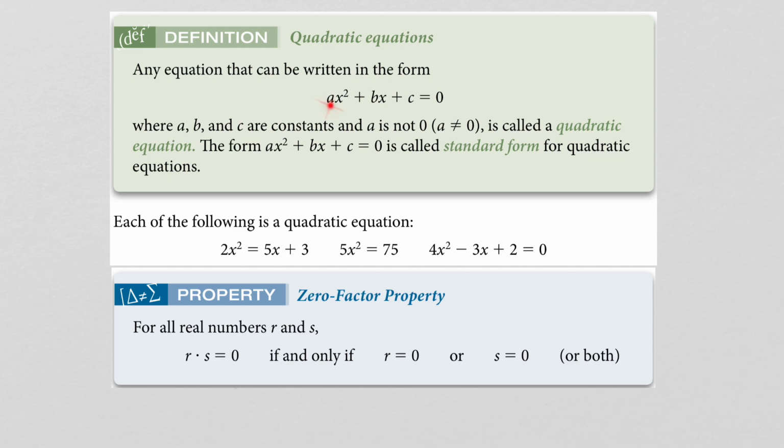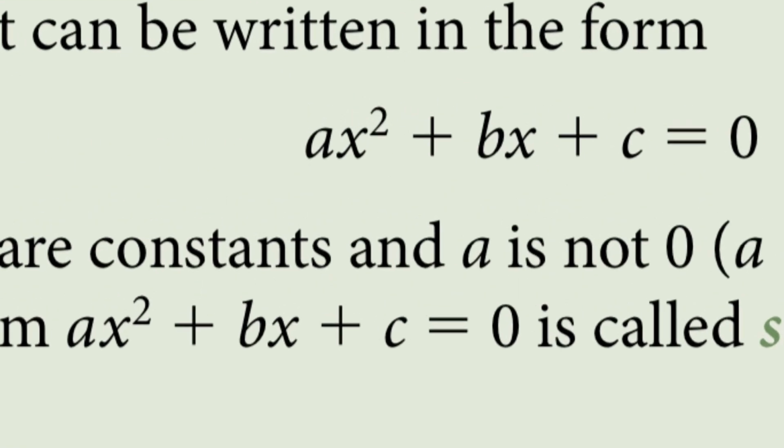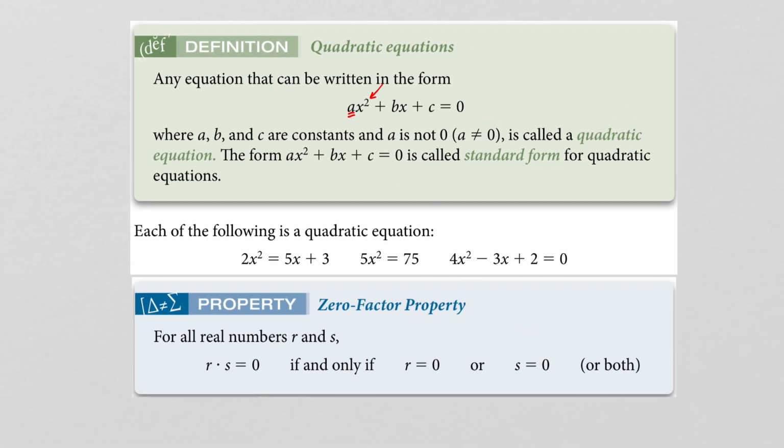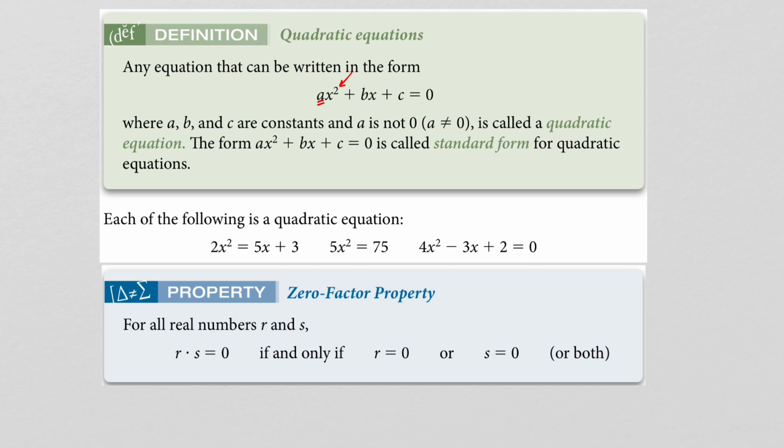So think about that for a minute. Why is it that a cannot be 0? Because a quadratic equation, the defining characteristic is that it is second degree. So we need the number in front of x squared to not be 0. All right? Now, when you write an equation in this particular form, this is called the standard form for a quadratic equation.